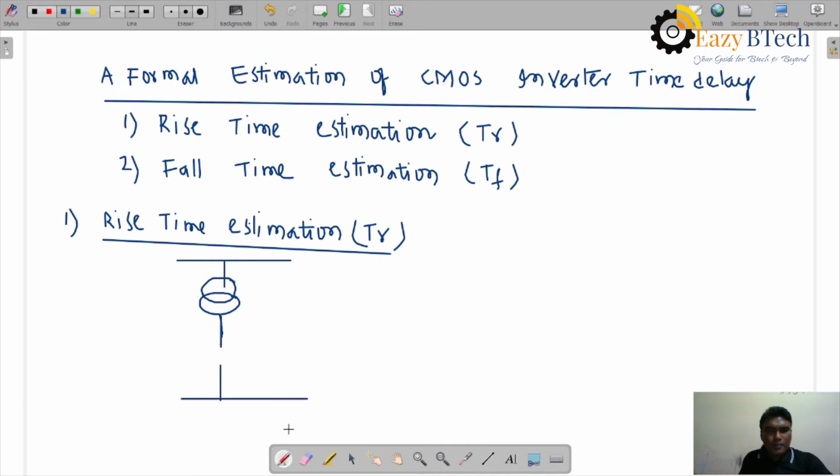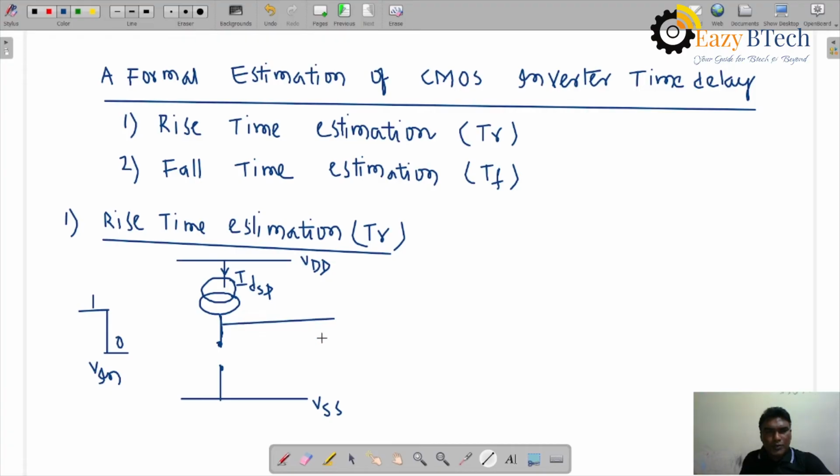Below one is an NMOS transistor. PMOS transistor, NMOS transistor. So this is VDD and this is VSS. CMOS inverter means PMOS transistor and NMOS transistor. The current flow through the PMOS transistor is IDSP, right? Whenever we are applying the input, we are applying 1 to 0 V.